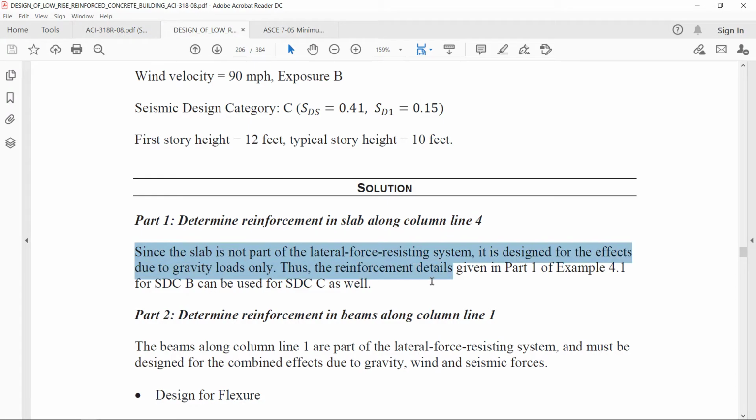And what is explained over here, see, this is very important. It says that since the slab is not part of the lateral force resisting system, it is designed for the effects due to gravity loads only. Thus, the reinforcement details given in part 1 of example 4.1 for SDC-B can be used for SDC-C.